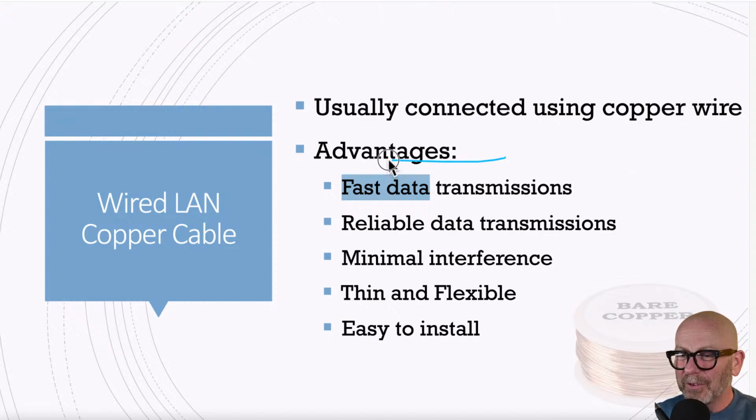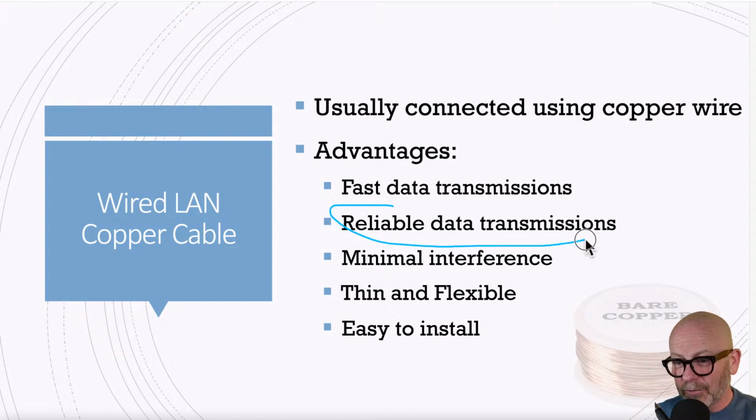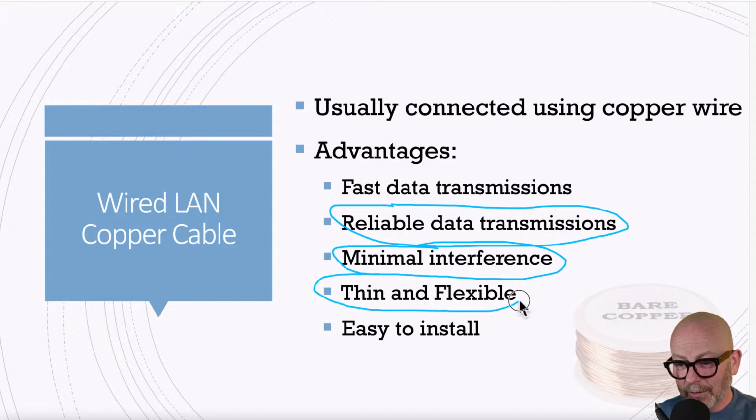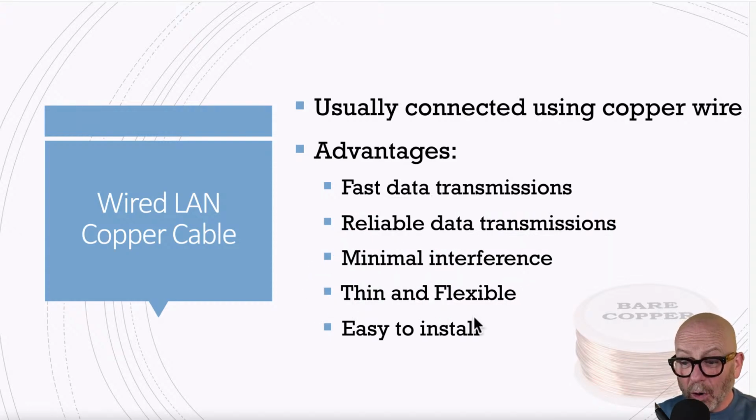It supports fast data transmissions. Well, that's really useful because people want fast data transmissions. It's also extremely reliable. You get minimal interference, and it's thin and flexible. It's also really easy to install because it's so malleable. You can almost turn copper cable through a right angle, which makes it ideal for laying in schools and offices and homes, because you can put it through walls. You can turn left, you can turn right. It's very simple to work with.